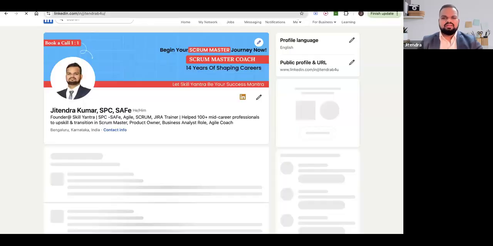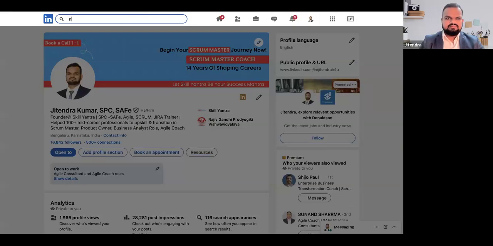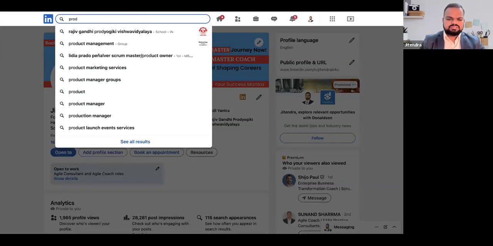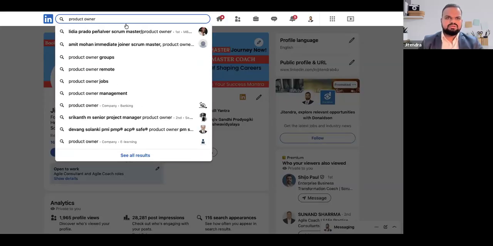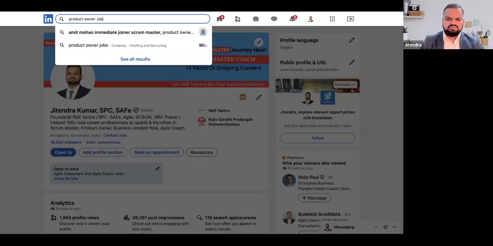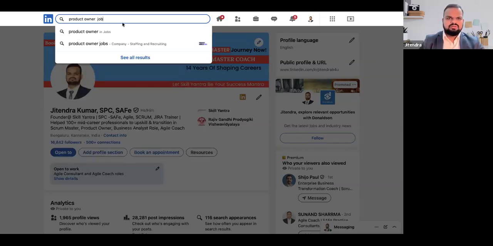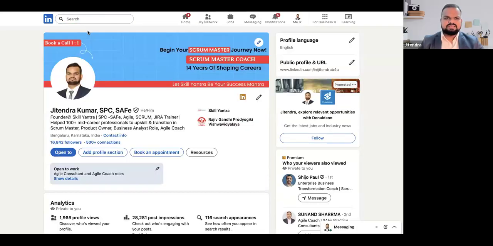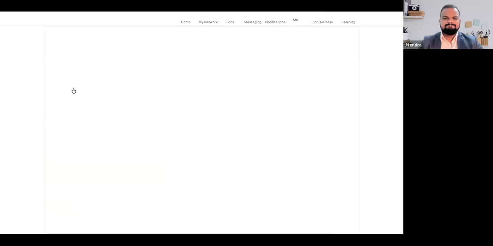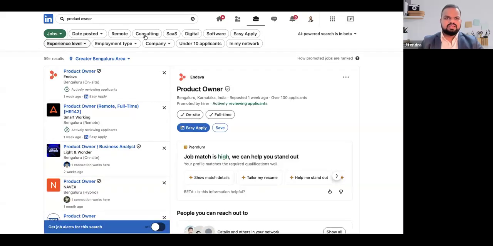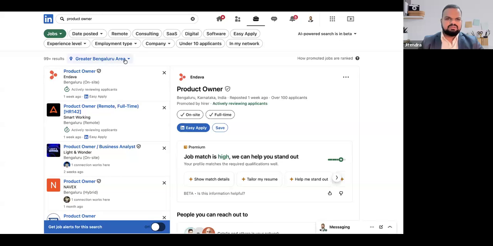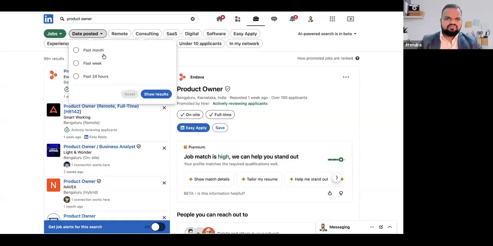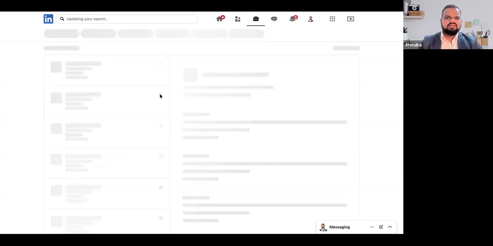Further, if I go on LinkedIn, as you said, let's go to LinkedIn. Same thing here: I'm going to search product owner in jobs. Yes, that's what I'm looking for. Here you can see 99 plus jobs in the greater Bangalore area. In fact, let's see the past 24 hours, or past week, how many jobs are there for product owner.